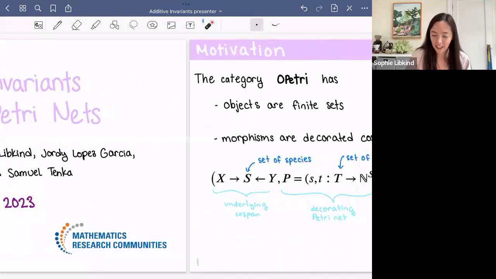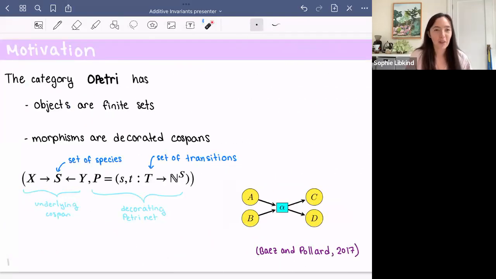So to get started, let's just start with the category of open Petri nets. It's sort of a staple of the applied category theory literature, but let's make sure we're all on the same page. So the category of open Petri nets has as objects finite sets, and its morphisms are decorated cospans. So here we have the underlying cospan and also the decorating Petri net.